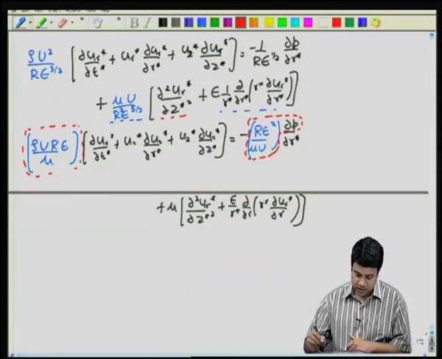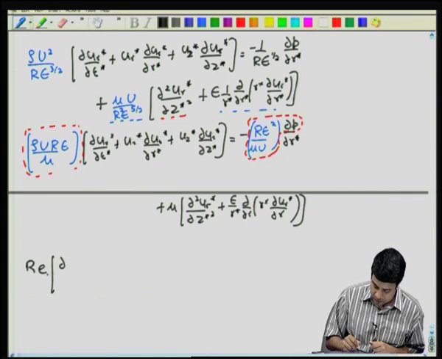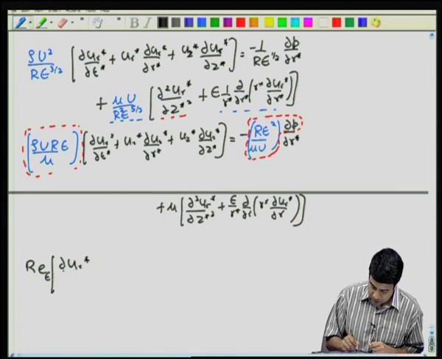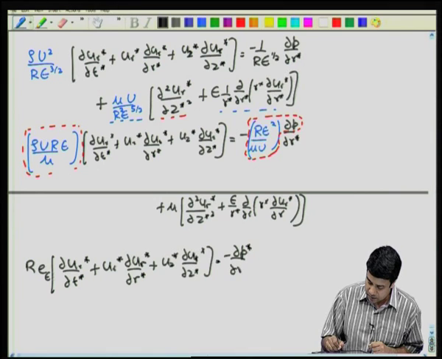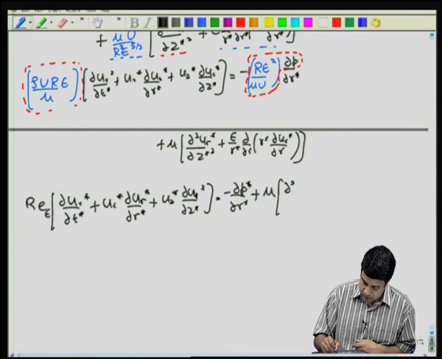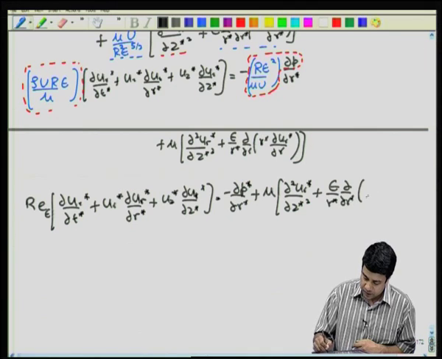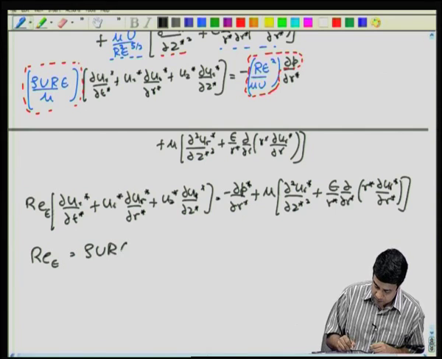So, finally, from this equation I will get the Reynolds number, I will call it as Re epsilon, the subscript epsilon, into partial u r by partial t plus u r, is equal to minus partial p by partial r plus mu, and now I have two terms here: partial square u r by partial z square plus epsilon by r partial by partial r of r partial u r by partial r. So, these are the two terms, where Re epsilon is equal to rho u r epsilon by mu.